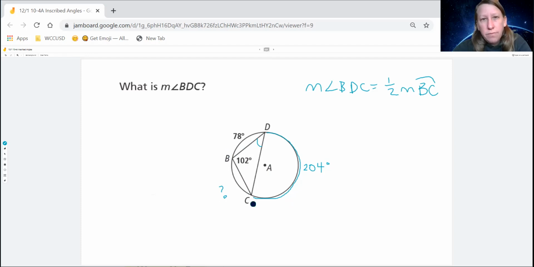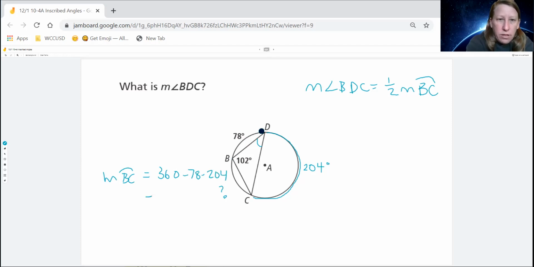Okay, how about BC? How are we going to find that? Well, we know the whole circle is how much? 360. So if I want to find the measure of arc BC, I'm going to do 360, take away maybe the 78, and take away the 204, and I'm going to grab a calculator, and it's going to say that the answer is 78. Interesting. Okay, am I done? Did I solve everything? Not quite, but I got the information that I was looking for.